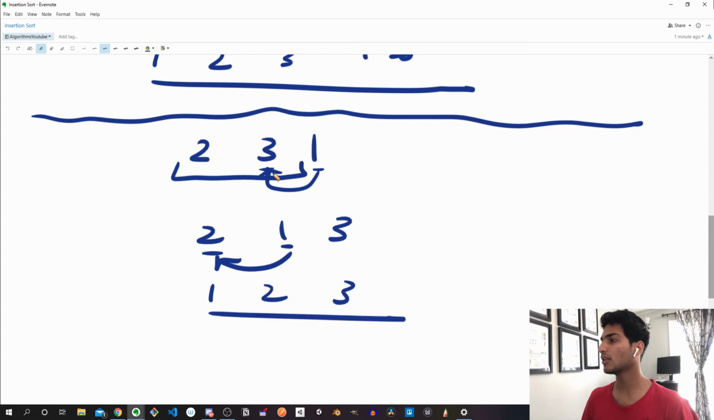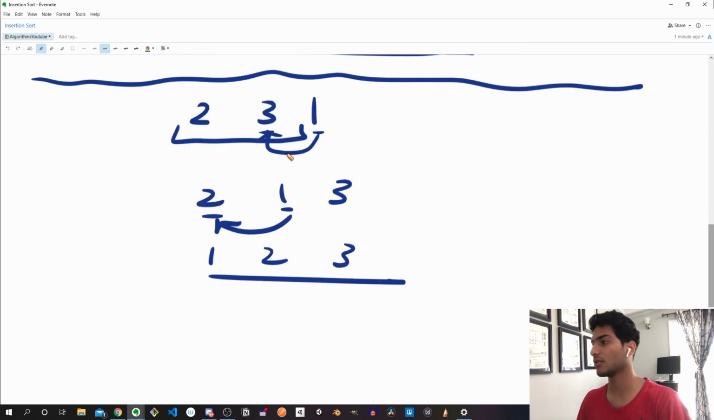So the important thing to know here is that as we move forward in the array, whatever elements that we've traversed, those elements are in sorted order.